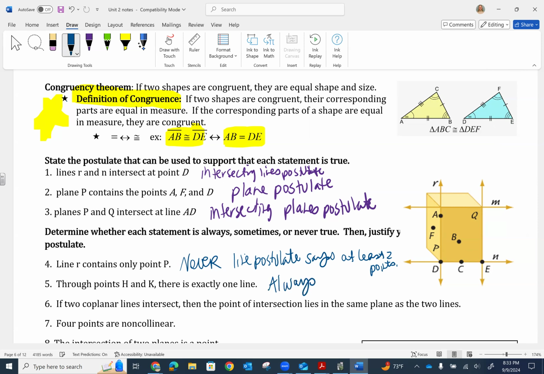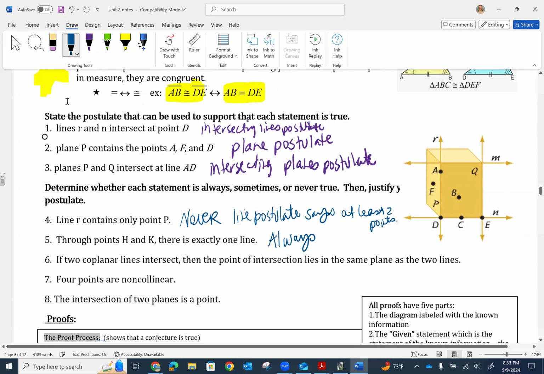And what I would say is this: if you cannot even think of one exception, if it's 100% true, no exceptions, then it's always true. If it even is 99% true, that's sometimes. It doesn't have to be 50-50. And then never means I can't even think of any one example that would work. So points H and K, there's exactly one, and that would be the line postulate. 2 points determine the path of a line.